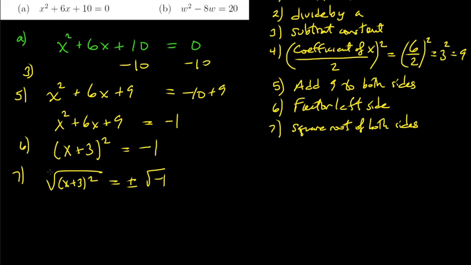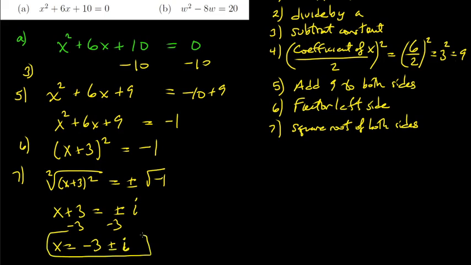So the square root on the left cancels the square, so we just get x plus 3. And on the right side, the square root of negative 1 is just the letter i. So now just take away the 3 from both sides, and we get x equals negative 3 plus or minus i. Oops, there's the i. And that'll do it. So those are our solutions. Remember, there's 2 of them. x equals negative 3 plus i, and x equals negative 3 minus i.